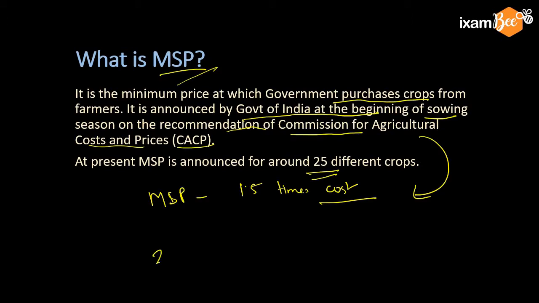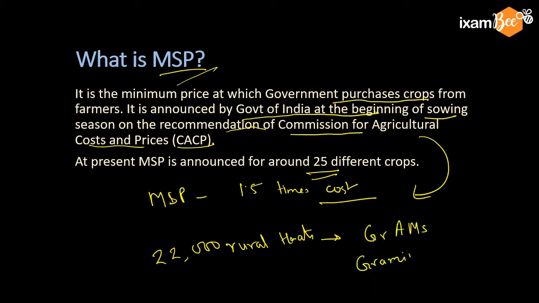The government wants to upgrade these 22,000 rural haats. Rural haats are rural markets. The government wants to upgrade them to Gramin Agricultural Markets, GrAMs. That is a short form given, Gramin Agricultural Markets. The government wants to upgrade to that, and it will especially help small farmers and marginal farmers.